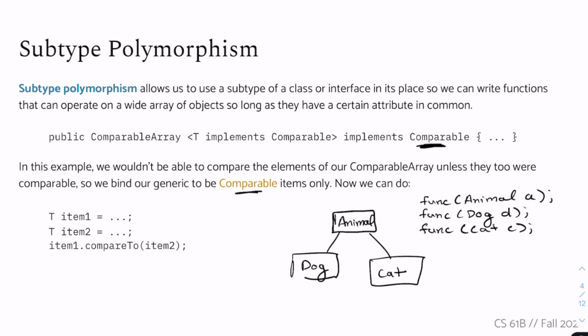And so what we do is we say that our generic type also has to implement Comparable. And this means that any type of variable, any object, so long as it's comparable, is allowed to be our generic type.